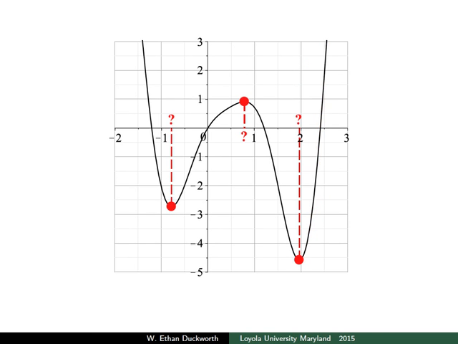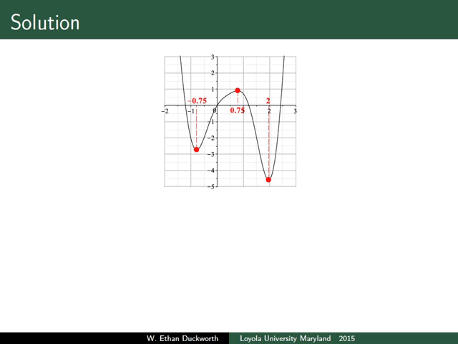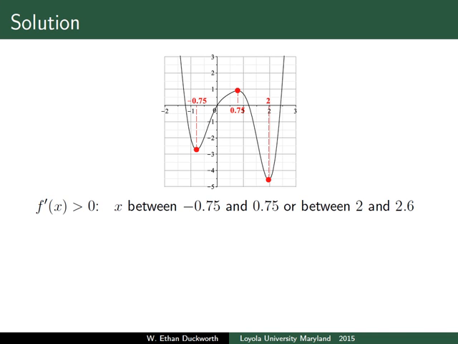Okay, so those are the points that matter, and exactly what matters about them is the x values. So you take each of those points and you trace straight up or down to hit the x-axis. I've marked those points with question marks, and then you read off those x values from the graph. So I got negative 0.75, positive 0.75, and 2. Those are the numbers we're going to use in our answers, those three numbers. Okay, here's how it looks. Part A. F prime is positive if x is between negative 0.75 and 0.75, or between 2 and 2.6.